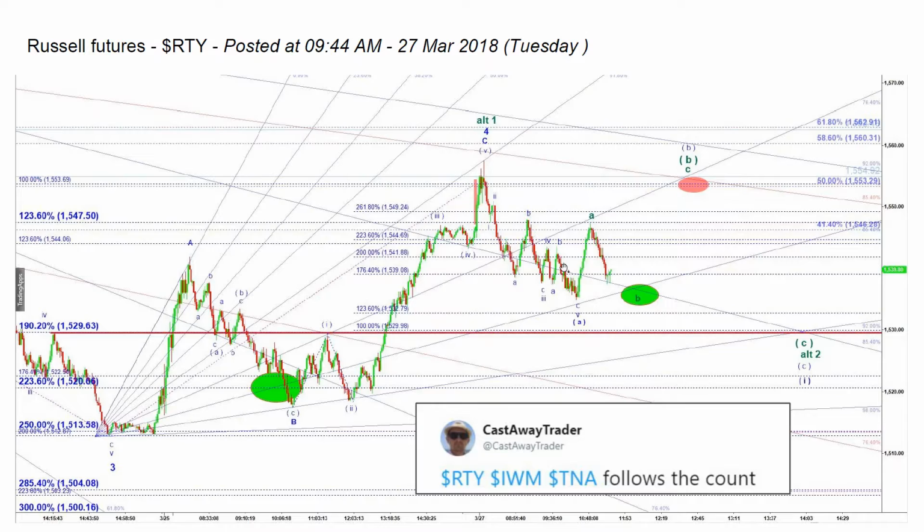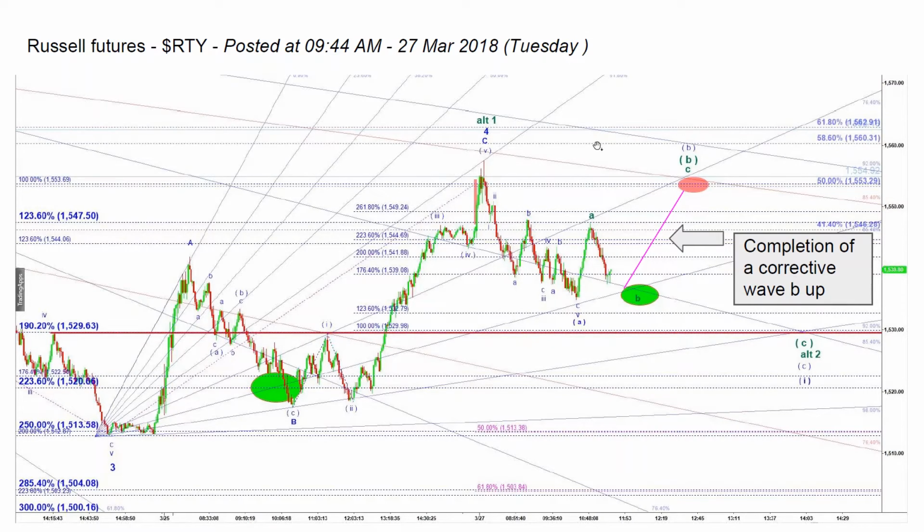So a little bit later, I updated the count, and I thought, okay, this is my ugly wave B up, and once it gets here, it makes sense to go short, even under the bullish scenario, because wave C is a 5-wave decline. It should look pretty steep and fast, and it always gives you enough opportunity to make money. And this is the path I expected back then. I thought, okay, we will bottom somewhere here and get there, and I will short Russell here.